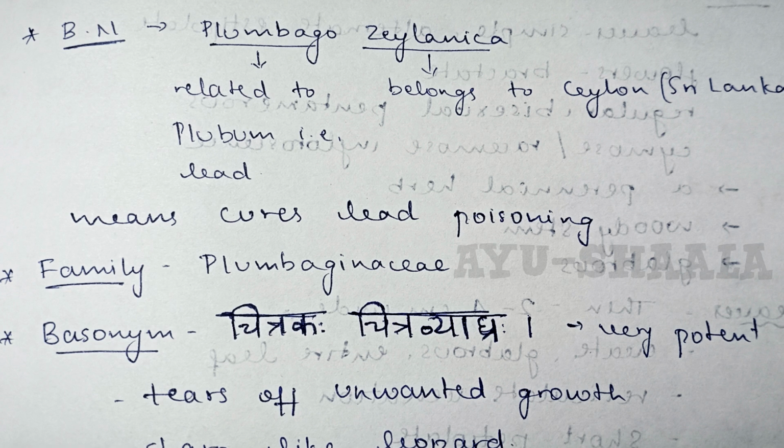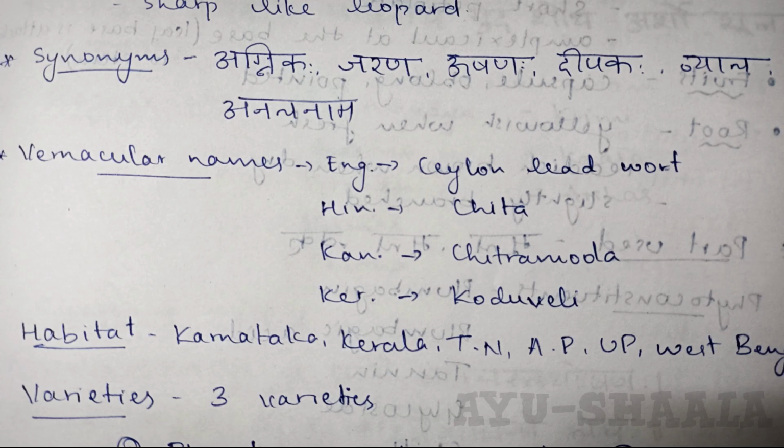Now the basonym. For Guduchi also we had a basonym, and for Chitraka also we have now. It is very small. Chitraka, Chitra Vyagraha. Vyagra, you know that is tiger. So it is very potent and tears off unwanted growth. Now we will look into its synonyms. First is Agnika, Jarana, Ushana, Deepaka, Vyala and Analanama. Words which describe the name of Agni can be given as synonyms of Chitraka.